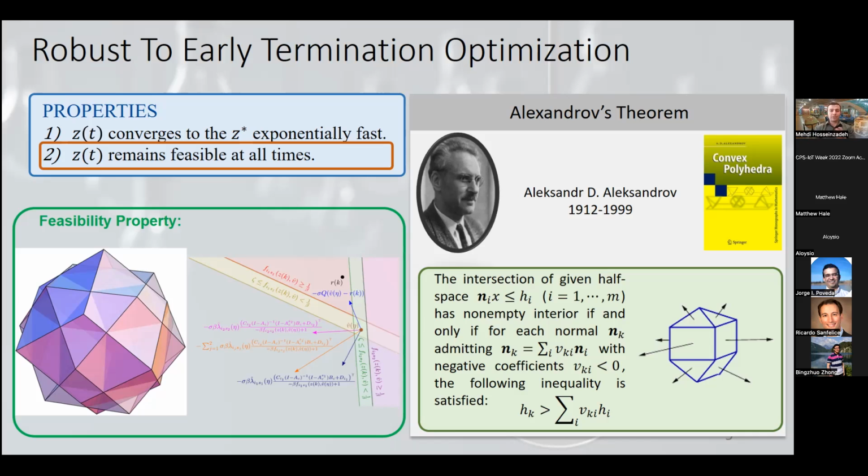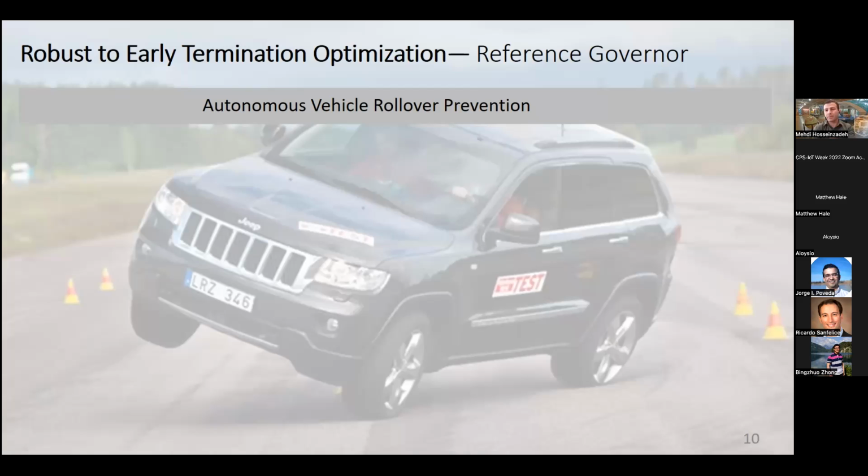So in the model predictive control framework, or in the reference governor framework, we need to solve an optimization problem continually at every time instant. When we can guarantee feasibility at every time, it means that we can guarantee recursive feasibility as well. So it's an optimization approach. It means that we can employ it in different control frameworks. First, we applied it to the reference governor framework, and we studied vehicle rollover prevention.